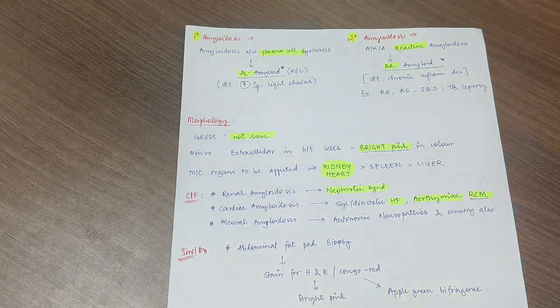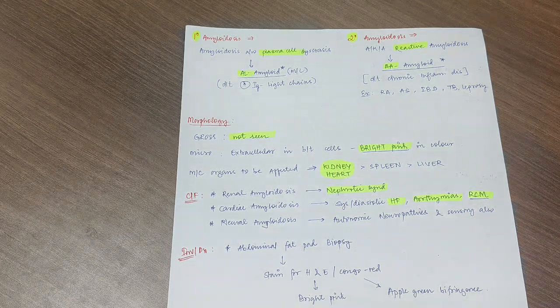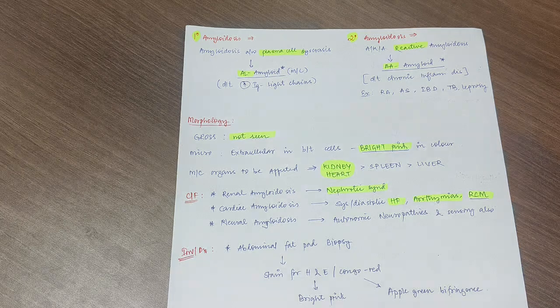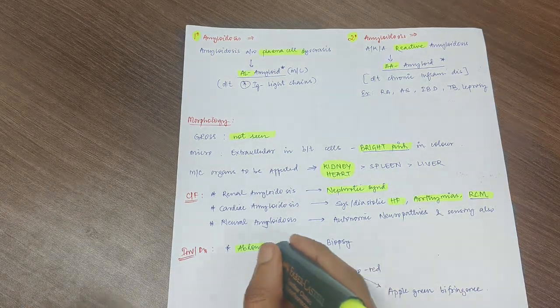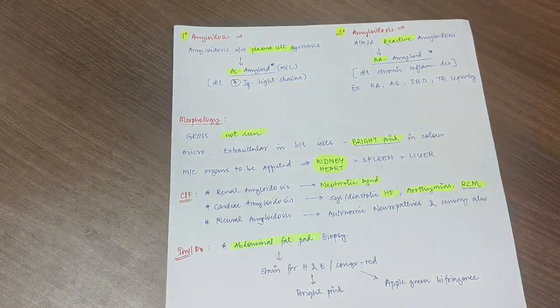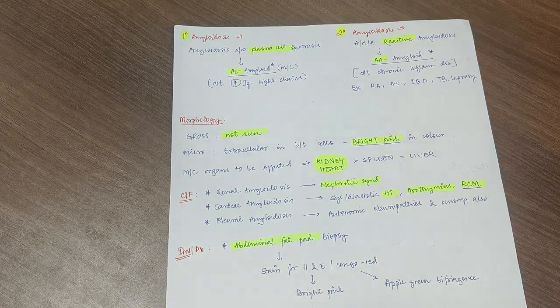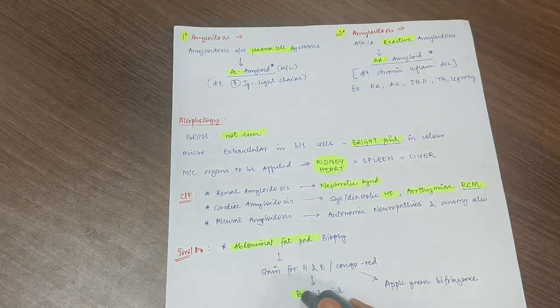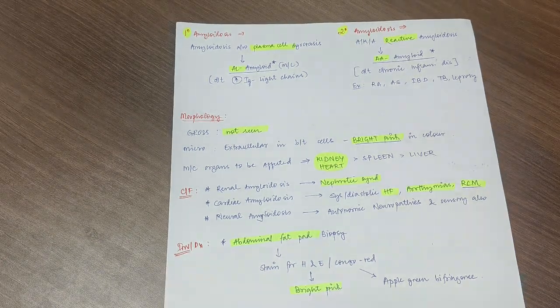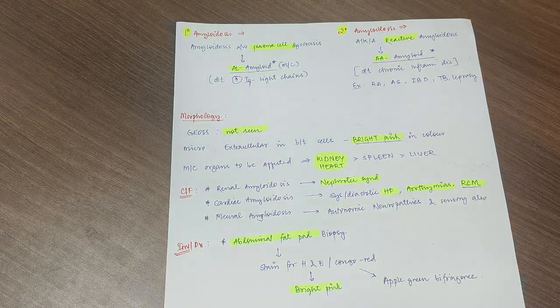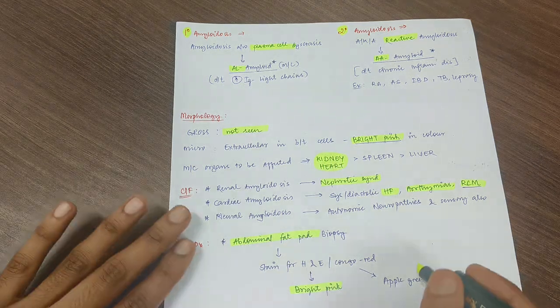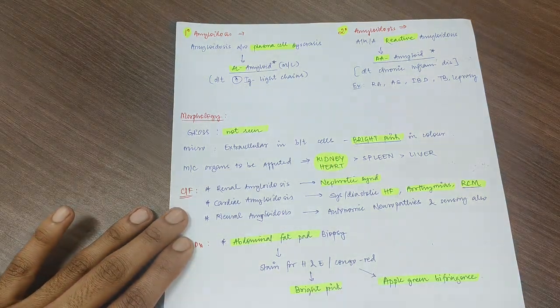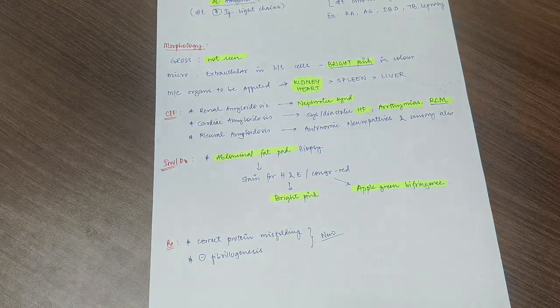Investigations: you are not going to do the renal biopsy or cardiac biopsy or neural biopsy for amyloidosis diagnosis. You are going to take out the abdominal fat pad, which is very easily accessible. Abdominal fat pad biopsy. You are going to stain it with H&E and Congo red. On H&E you are going to see the bright pink deposits between the cells, which is hyaline in nature, and on Congo red you are going to see the apple green birefringence.